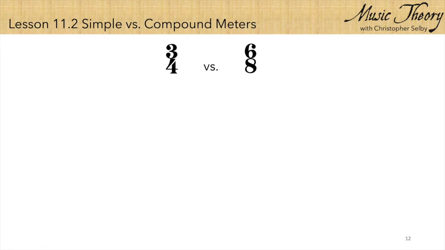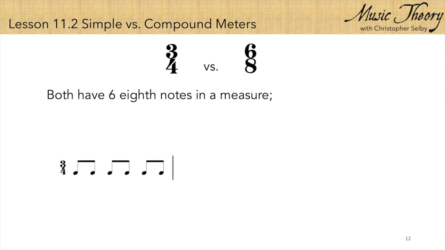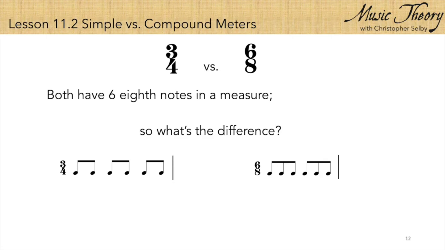One of the best ways to look at the differences between simple and compound meters is to compare 3/4 versus 6/8 meters. Both of these meters have 6 eighth notes in a measure. 3/4 has 6 eighth notes grouped this way, and 6/8 has them grouped this way. So what's the difference? 3/4 has 3 beats divided into 2 equal parts. 6/8 has 2 beats divided into 3 equal parts, and we really notice them when we count.